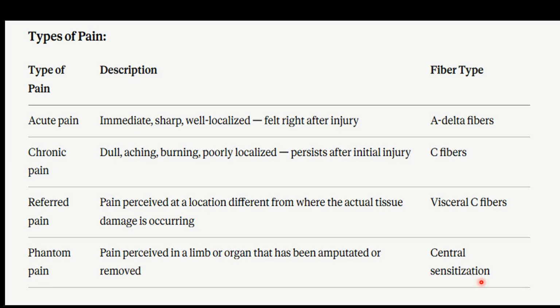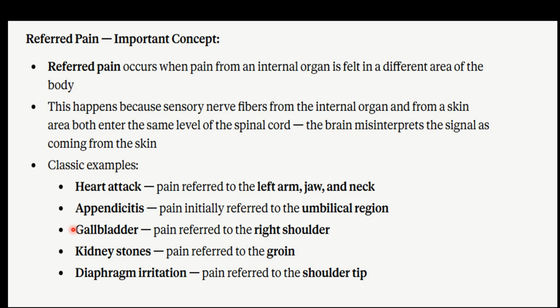So we got the pain, but there is a very unique thing, right? Referred pain. Let's try to understand it more. What is referred pain? Because it is an important concept. Okay, so referred pain occurs when the pain from an internal organ is felt in a different area of the body. This happens because sensory nerve fibers from the internal organ and from the skin area both enter the same level of the spinal cord, and that's why the brain misinterprets the signal as coming from the skin. Clear? Now there are a few examples and they will give you more clarity.